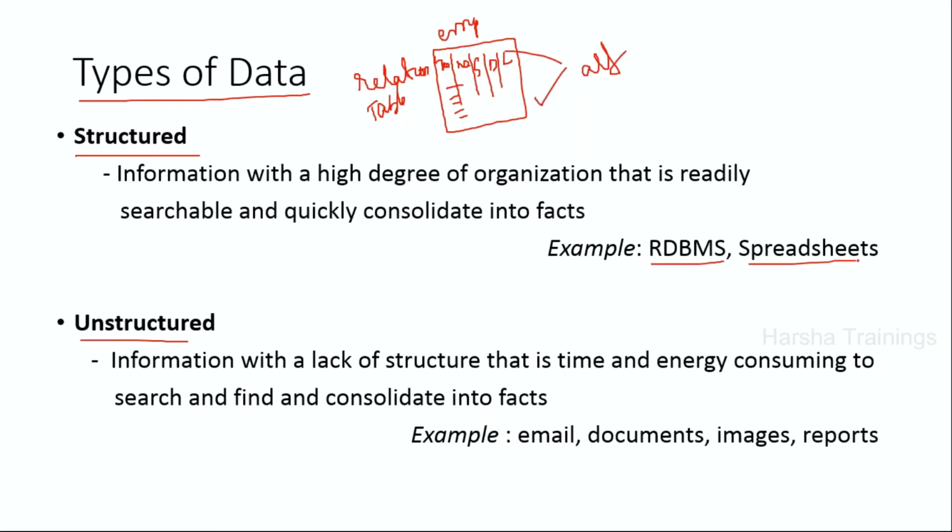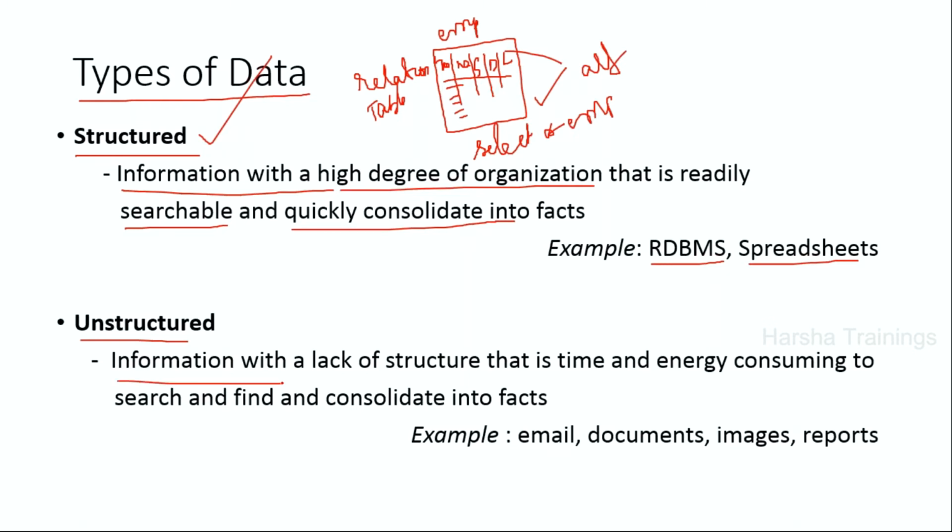RDBMS and spreadsheet data are the best examples of structured data, because information is stored with a high degree of organization, and it is very easy to read the data. By using SQL queries, I can read the data: select star from EMP. Star means I will collect all the attributes. I can easily search the data if I store it in an organized way, and I can get the gist of the data in the form of consolidated facts. For example, if I don't store the data in a structured way, that is information with a lack of structure.